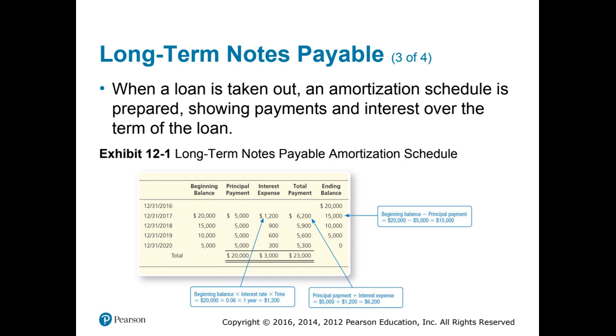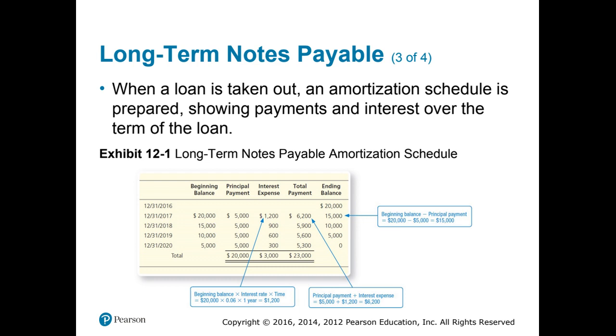And now we have to calculate our ending balance. Most people might assume that our ending balance would be $20,000 minus our payment, but that is not. So our ending balance is going to be the beginning balance minus our principal payment. 20,000 beginning balance minus principal payment of 5,000 equals the ending balance of 15,000. So just make sure that you keep that in mind.